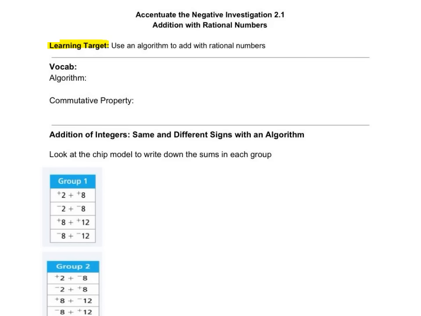So our first new vocab is algorithm. It's kind of hard to add with an algorithm if we're not even sure what that is. By definition, an algorithm is a plan or a series of steps to do the problem.